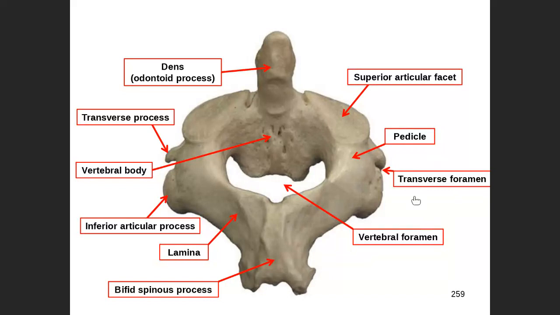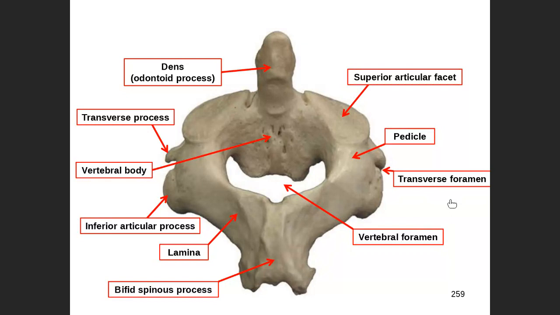Now this isn't very good, this transverse foramen. You can barely see that. I would not ask that of you. You have to be able to see what the structure is in order to label it. It's indicating that you can't see that hole there, so I would never ask you that.